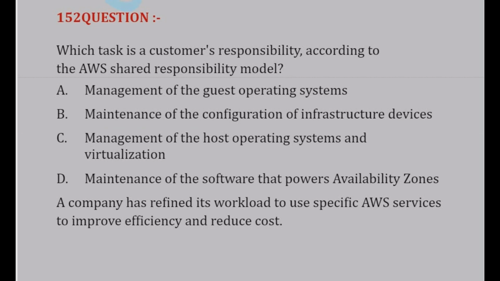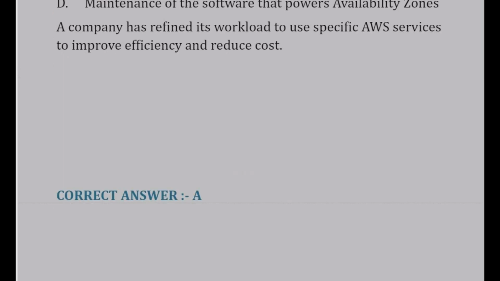Question is, which task is a customer's responsibility according to the AWS shared responsibility model? Option A, management of the guest operating systems. Option B, maintenance of the configuration of infrastructure devices. Option C, management of the host operating systems and virtualization. Option D, maintenance of the software that powers Availability Zones. A company has defined its workload to use specific AWS services to improve efficiency and reduce cost. Correct answer is option A.